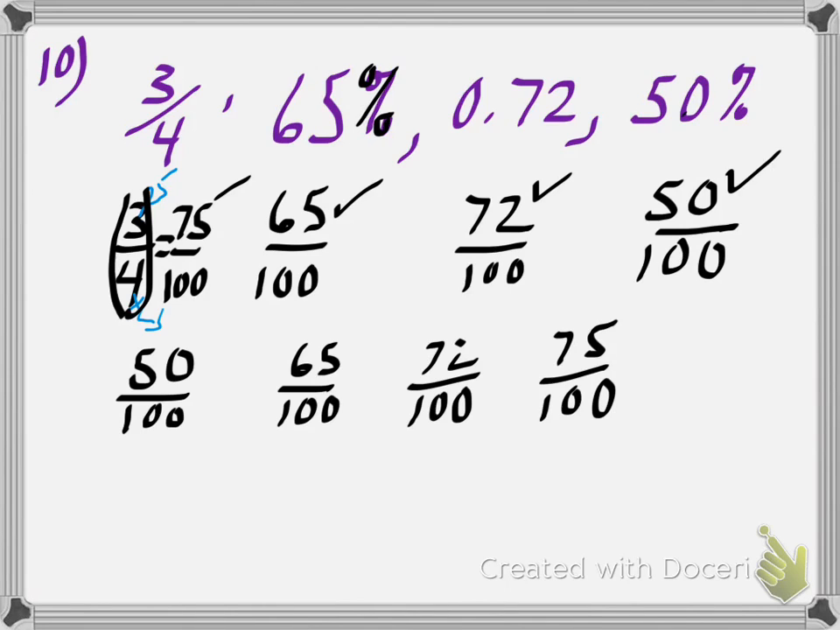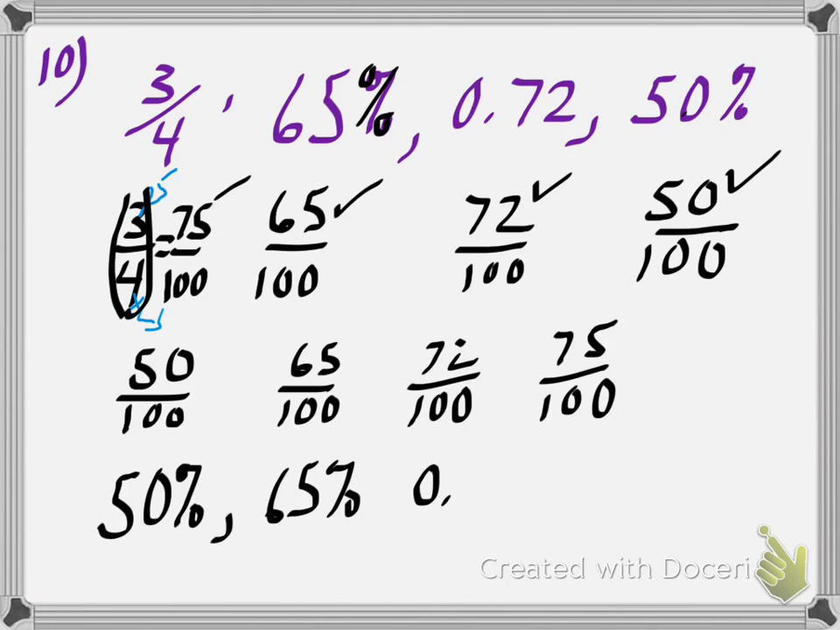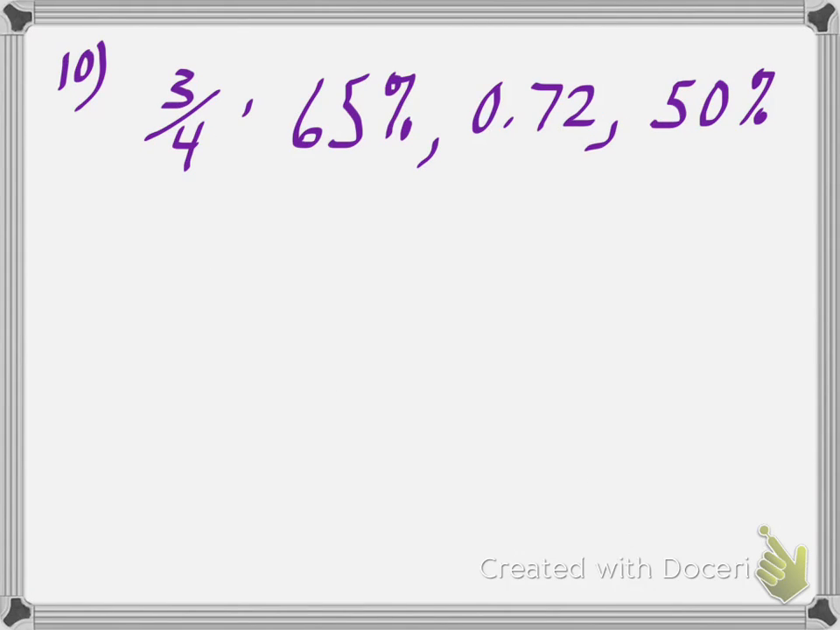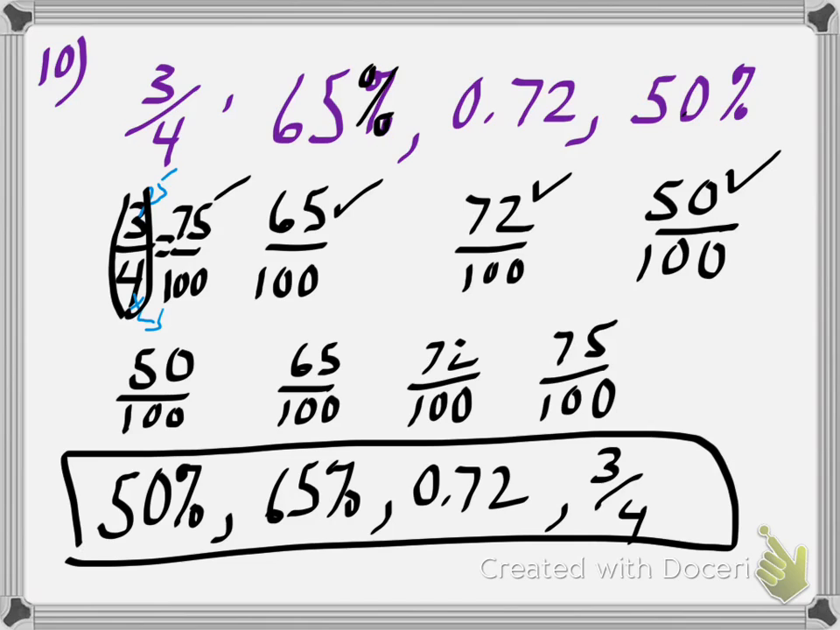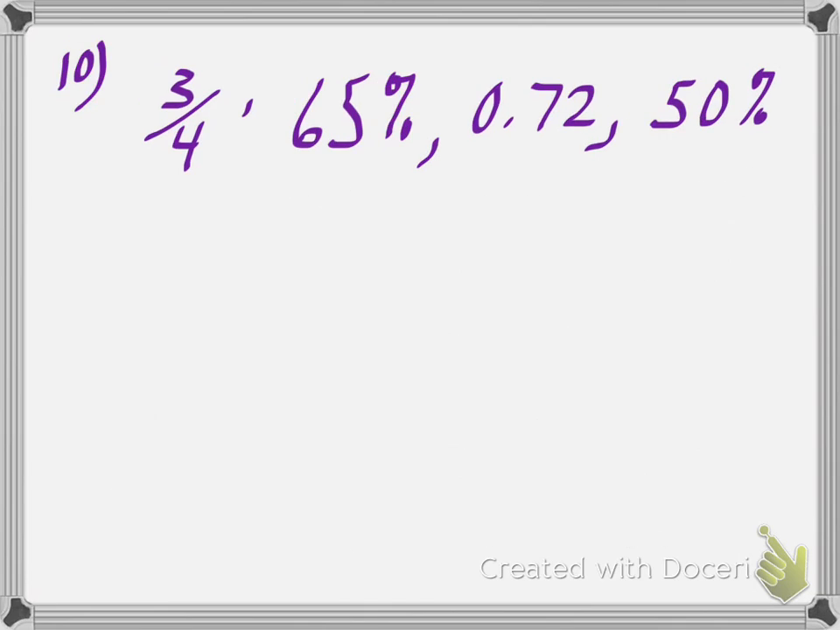So if we take those back to the original, that's 50%, then 65%, then 0.72 or 72 hundredths, and then 3/4 is the largest. Now, so we have all those in order: 50%, 65%, 72 hundredths, and 3/4. So here we turn them all into fractions. Now we could also turn them into percents.